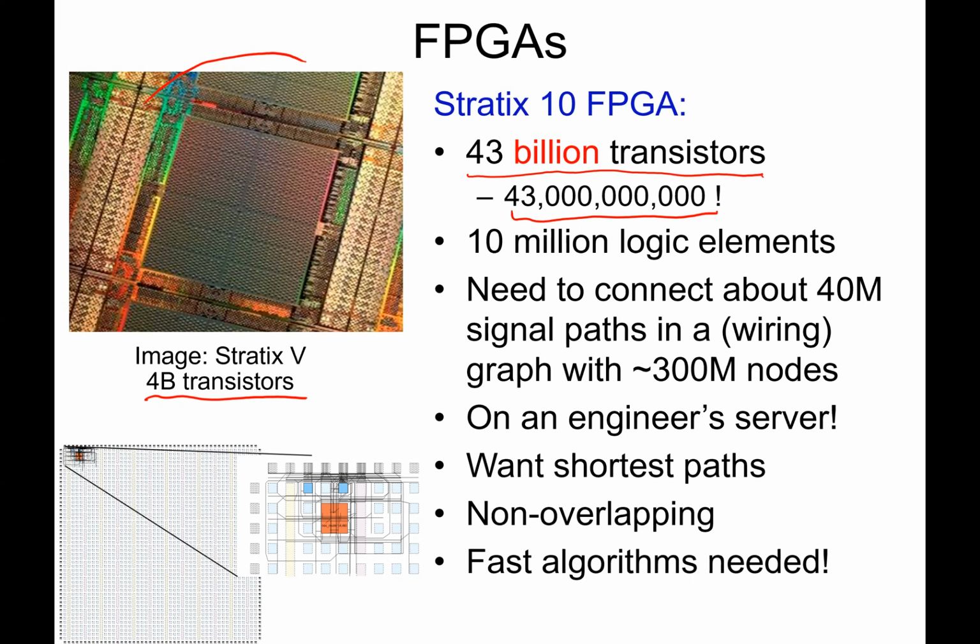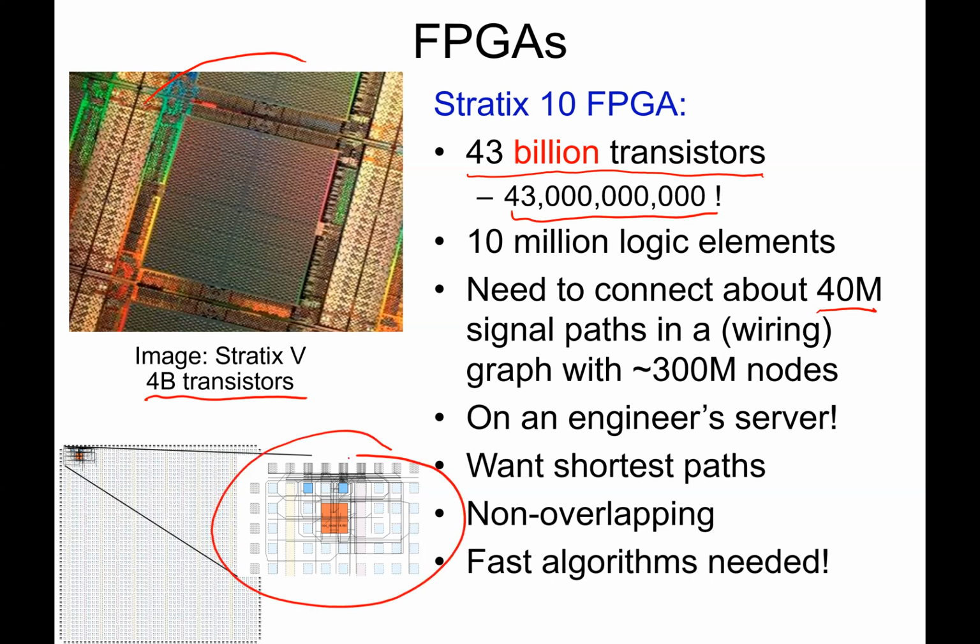We need to make connections between the inputs and outputs of all those things, and not once. This is actually what happens when you program one of these chips. So every engineer who's using one of these chips, every time they compile their design, they're actually making about 40 million connections, signal paths from the output of this LUT to the input of this RAM and so on. And they're doing that in a graph, which basically is a little piece of that graph.